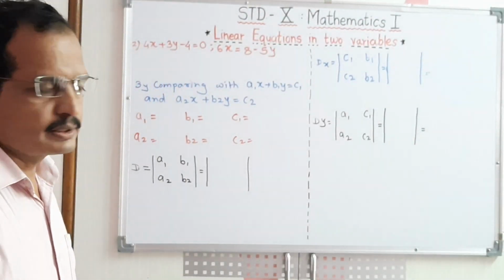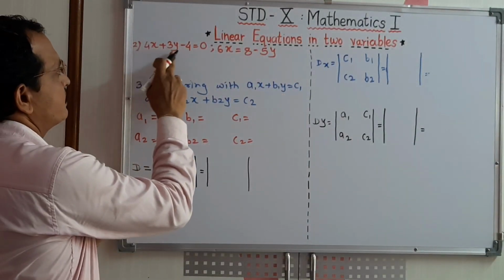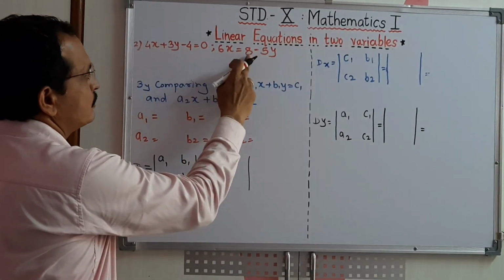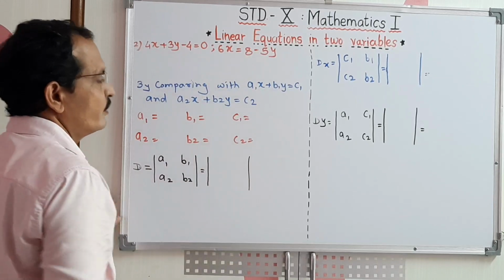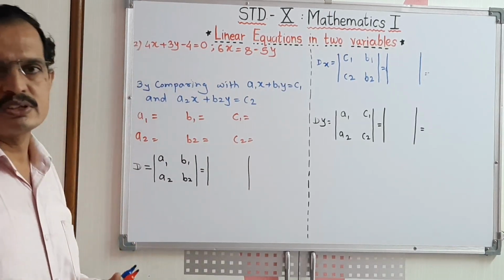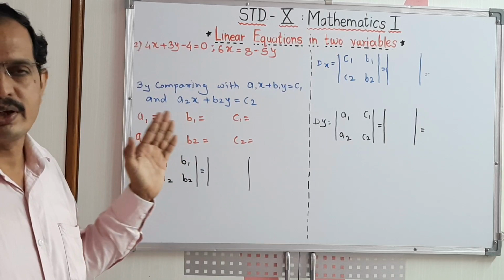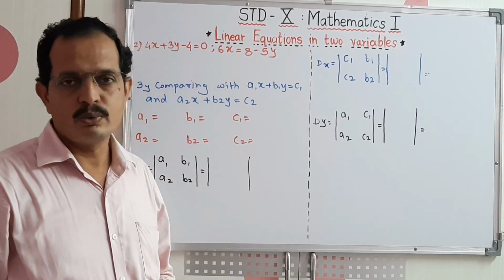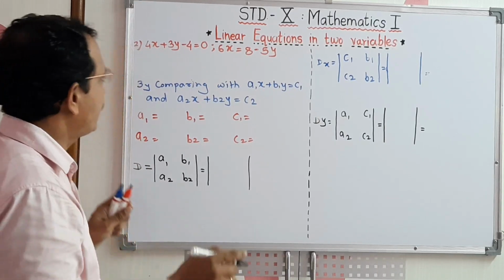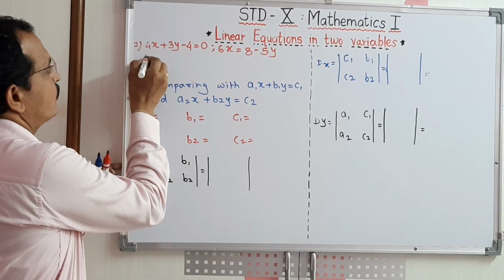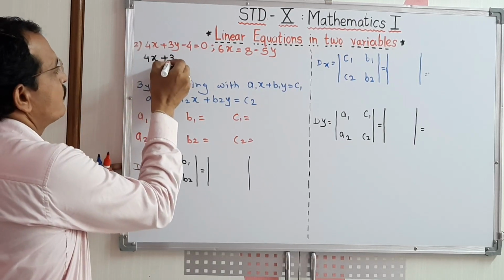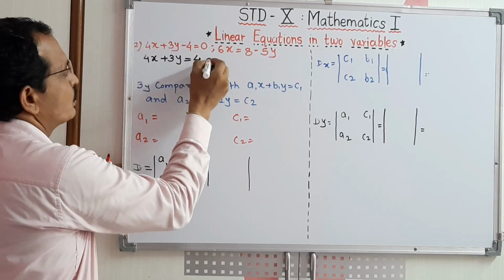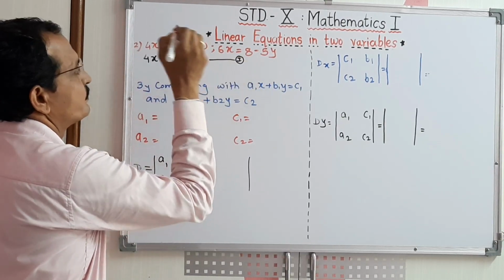Let's start with the second sum. It is 4x plus 3y minus 4 equal to 0. Second equation, 6x is equal to 8 minus 5y. Now these two equations are not in the form of a1x plus b1y is equal to c1. Therefore, first of all we have to write it in that form. First of all we have to write here 4x plus 3y, and this minus 4 goes on that side, it becomes plus 4. This is the first equation.